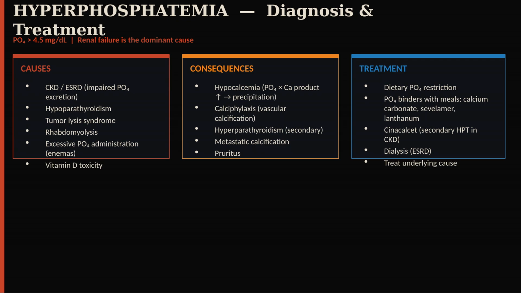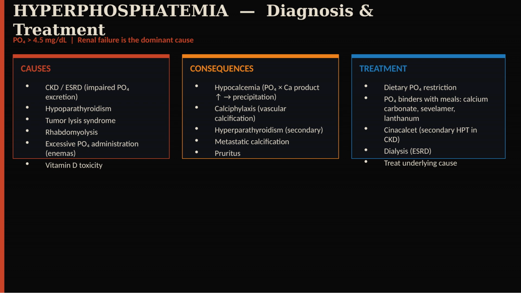Other causes: hypoparathyroidism, tumor lysis syndrome, rhabdomyolysis, excessive phosphate from enemas, and vitamin D toxicity. The key consequence to understand is the calcium-phosphate relationship. When the product of calcium times phosphate climbs too high, the two precipitate out of solution together, so hyperphosphatemia drives hypocalcemia, and worse, it deposits calcium phosphate in tissues. That's metastatic calcification, and in its most feared form, calciphylaxis, vascular calcification that's painful and often lethal.